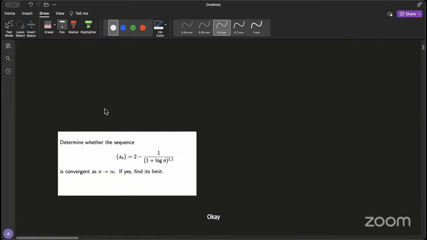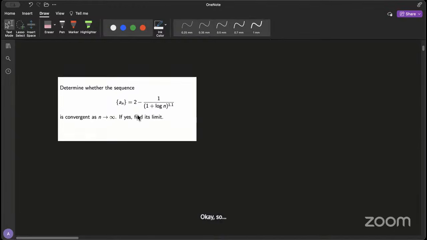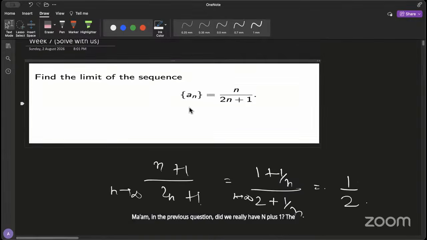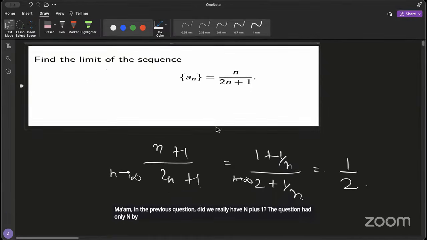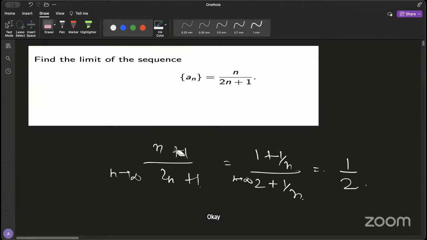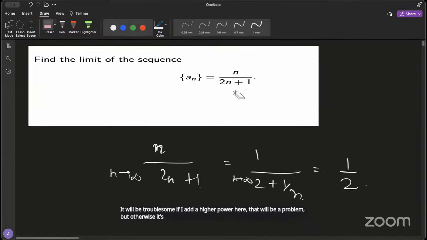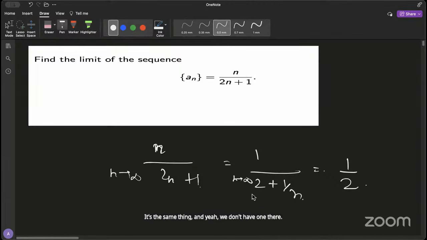Ma'am, in the previous question, did we really have n plus 1? The question had only n by 2n plus 1, right? If it's the same thing, this is anyway just going to 0. We don't have n plus 1 here, we'll get the same limit anyway. It will be troublesome if I add a higher power here, that will be a problem, but otherwise it's the same thing. And we don't have one here, so it should be this way.